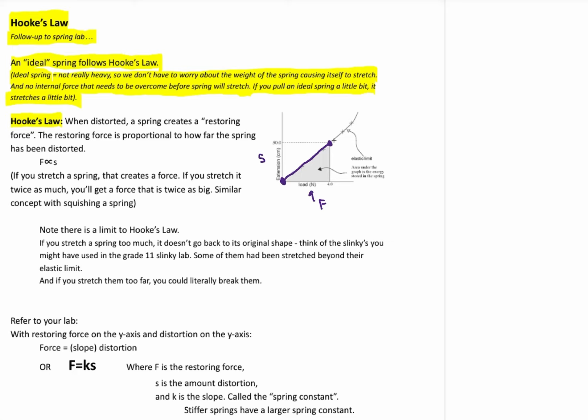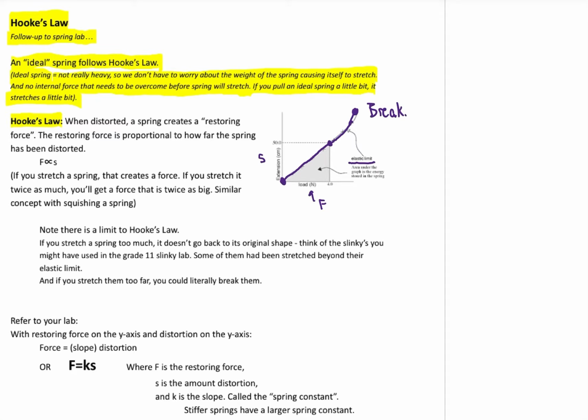Hooke added a little bit. It is linear, but if you go too far, then out here, the graph stops being linear. There's a little bit of a curve there. That's called beyond the elastic limit. If you stretch it too far, we start losing that linear part. And if you stretch it too far, up to here, then it'll break.